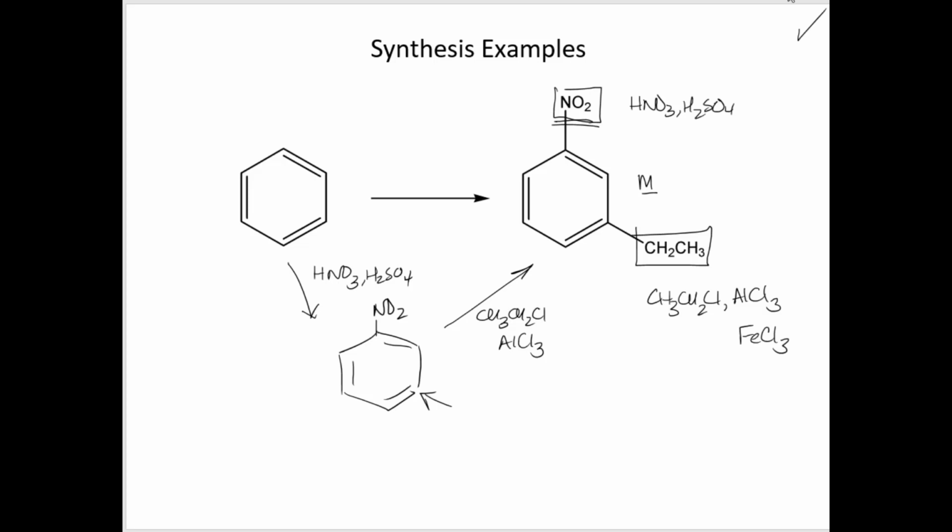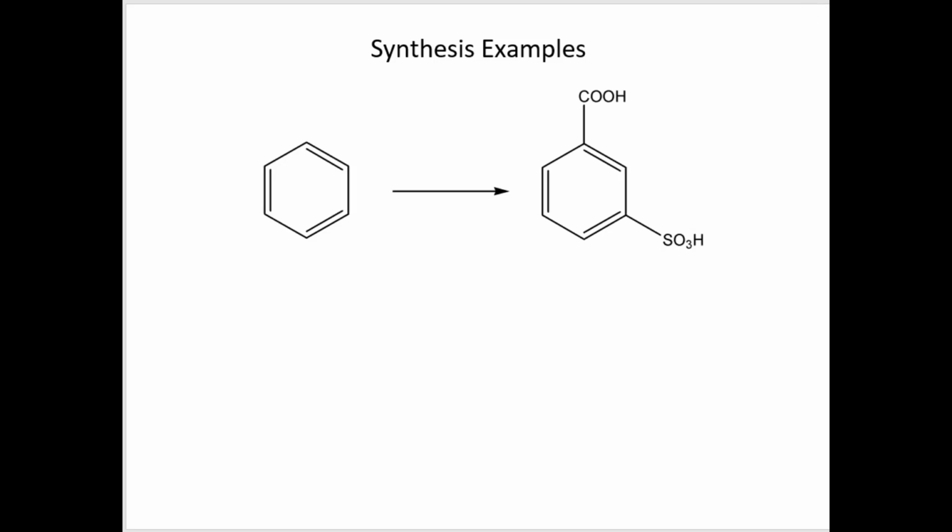If I reverse this, what would I get? If I put the alkyl group on first, it's an ortho para director, and so I would get the ortho and the para product. So the order does matter. And so we have to be aware of what group we add when we're planning out our synthesis. And this is just a 3-step synthesis to begin with. So that's what we have to pay attention to.